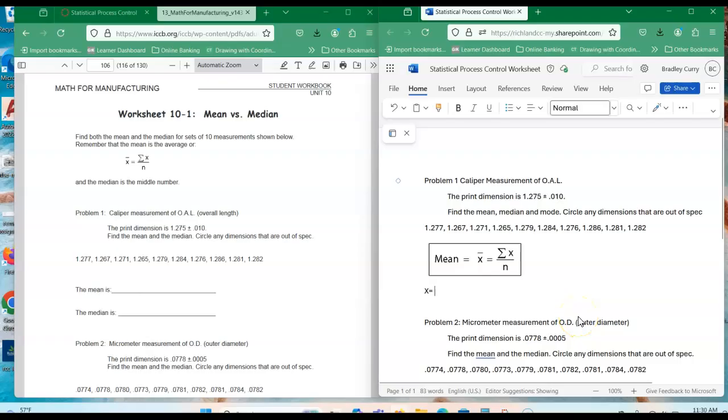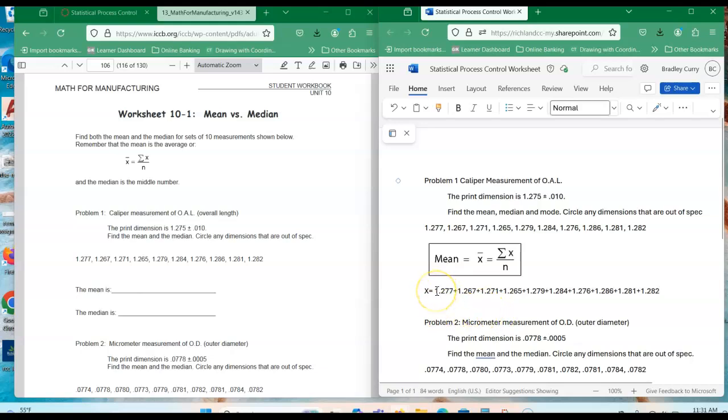So we're going to say that's going to be 1.277 plus 1.267 plus 1.271 plus 1.265 plus 1.279 plus 1.284 plus 1.276 plus 1.286 plus 1.281 plus 1.282. All right, so there is all of those added together.